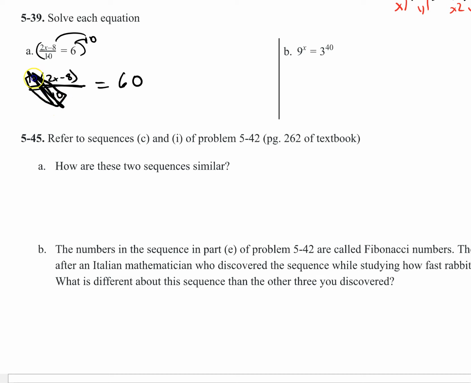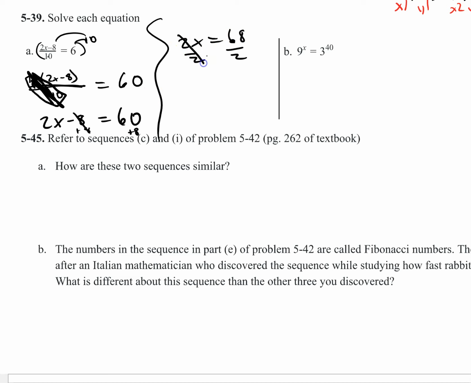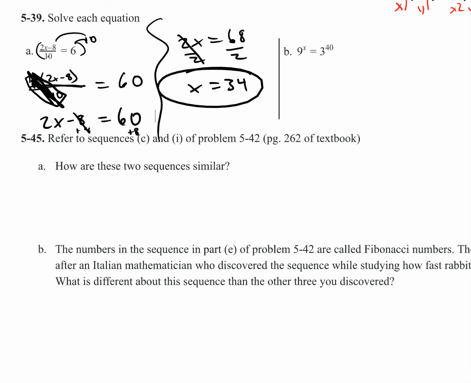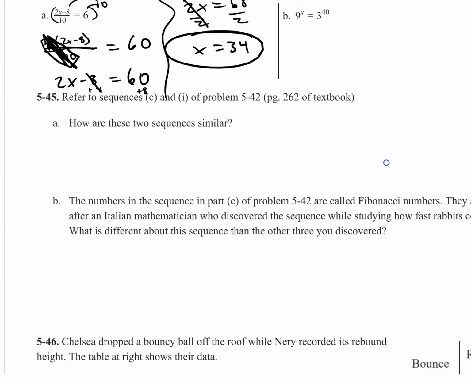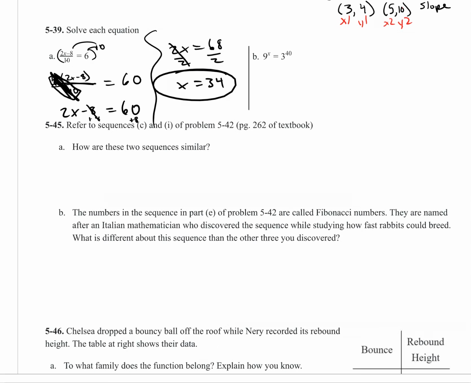10 divided by 10 is 1. It's the giant 1. That just cancels. And we're left with 2x minus 8 equals 60. Let's add 8 to each side. 2x equals 68. Divide both sides by 2. X is 34. Okay.